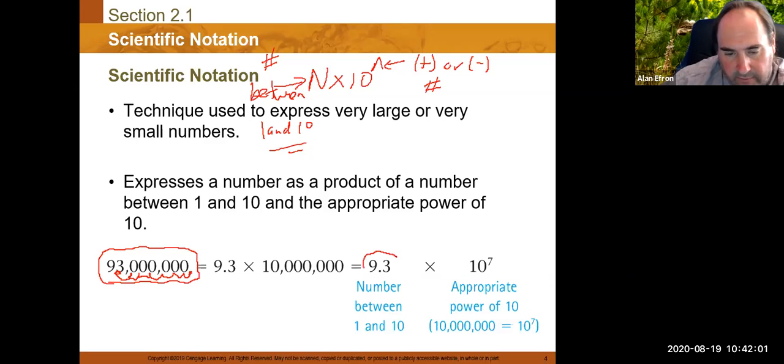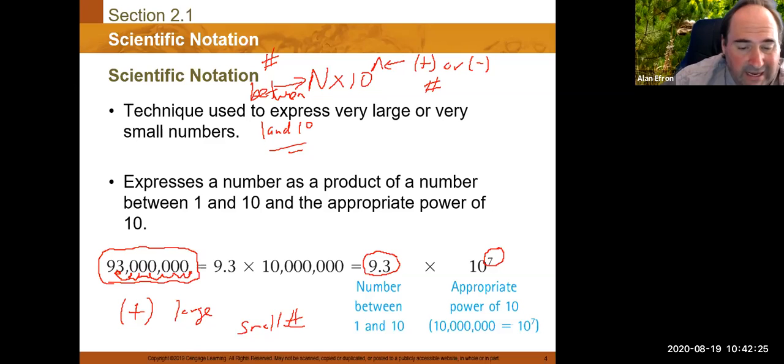Again, a number between 1 and 10, not 10 or above. And the times 10 to the 7 means we moved it 7 places. Now, in terms of this being positive, we don't have to put the positive sign, but it is positive. If it's a large number, it will have a positive exponent, and if it's a small number, it will have a negative exponent. So that's a good way to remember it: big number, positive; small number, negative.